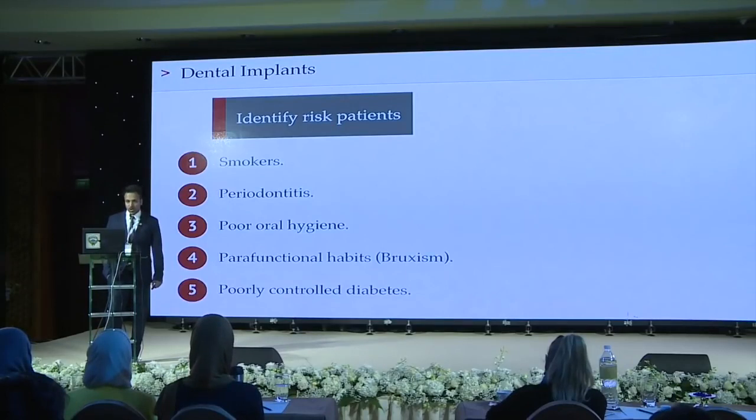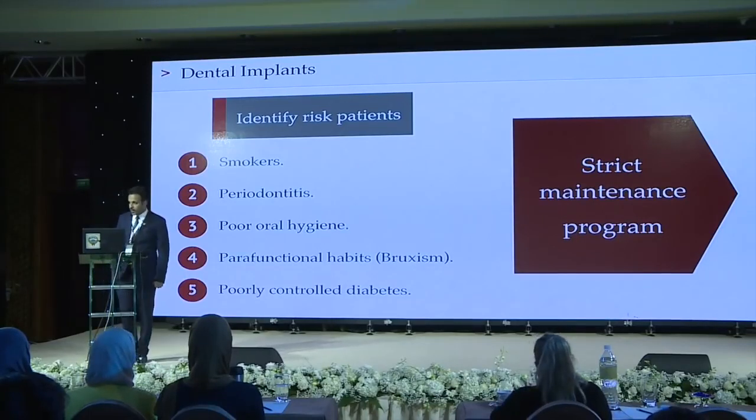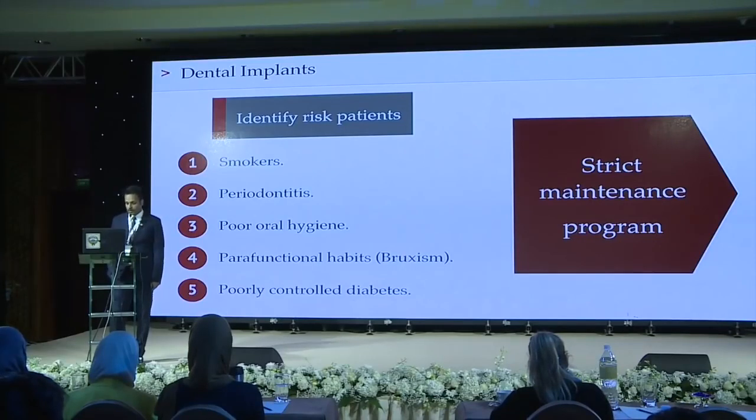And if you identify these risk factors, I think it's really important, even if you place these implants on them, that you put them on a strict maintenance program. And that is really important. You want to see them every 3 or 6 months. You want to detect if they get any kind of periimplantitis, because the management of periimplantitis at early stages is easier. But when it gets down into the bone, then there is a problem and you would have to remove the implant.